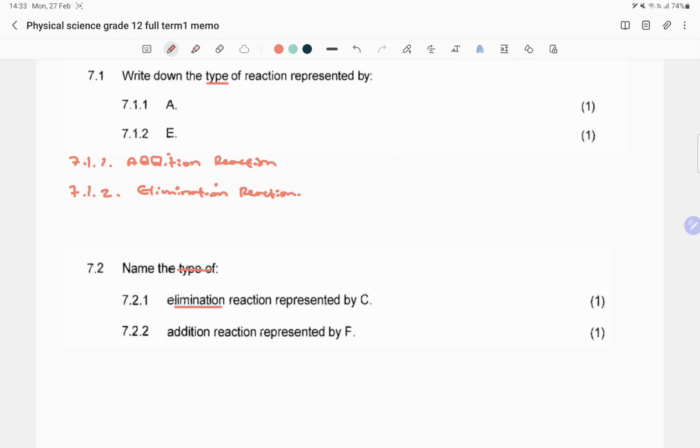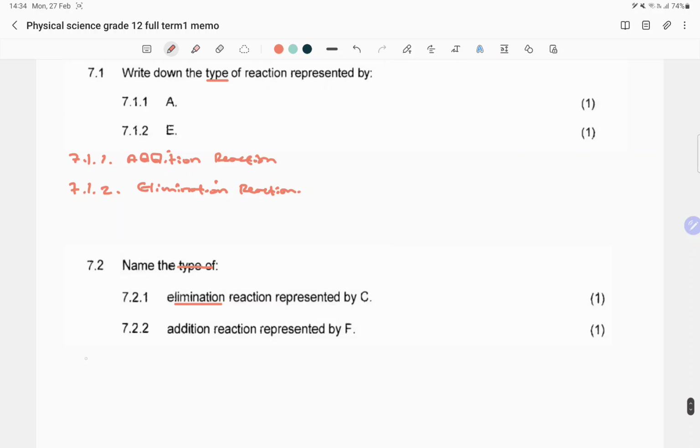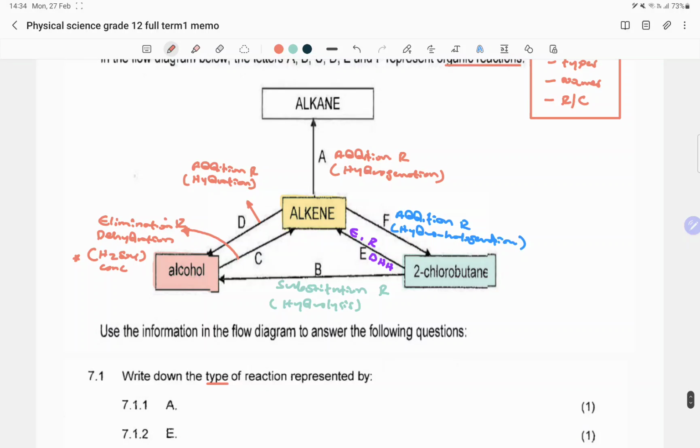Name the elimination reaction represented by C. The name of that. So when you look at C, it's an elimination definitely, but what is it? Dehydration. So it's dehydration. So 7.2.1. So this is a dehydration reaction because we see we are dehydrating an alcohol to an alkene.